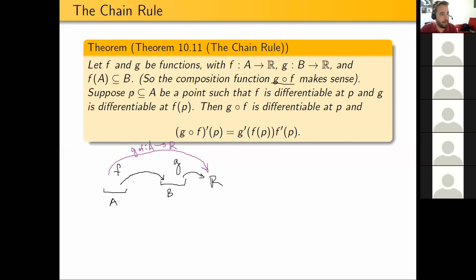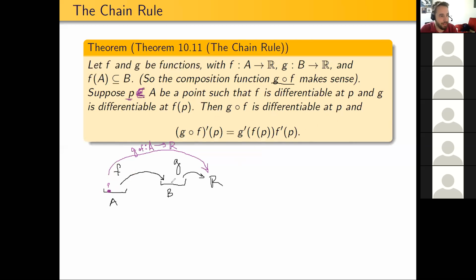We're assuming that point P is a point in A. I realize this should actually say P is an element of A. I apologize. So P is some element of A. Let's call it P. Just draw it right there. So P is some element of A. And we're assuming that F is differentiable at P. So for F, we can compute the derivative of F at the point P. And G is differentiable at F of P, right?